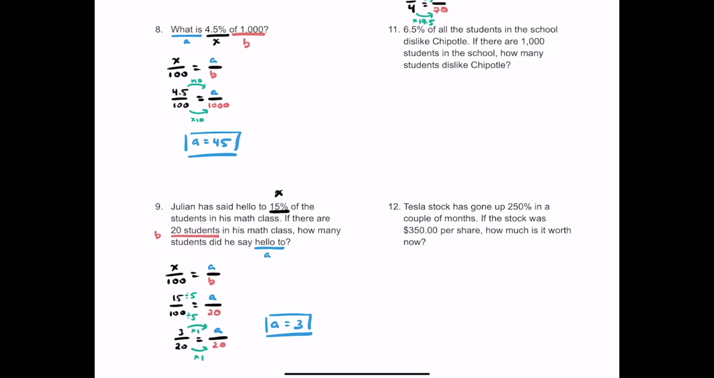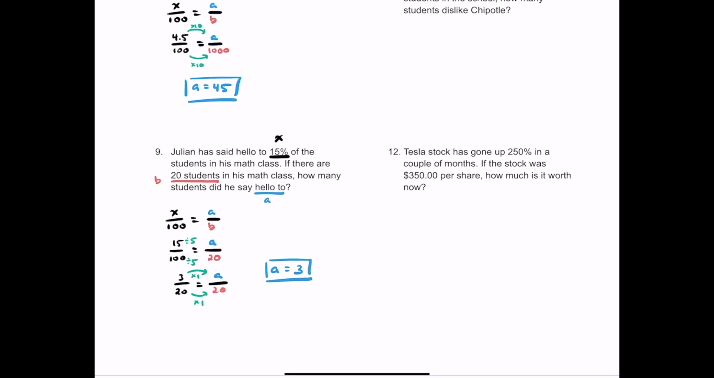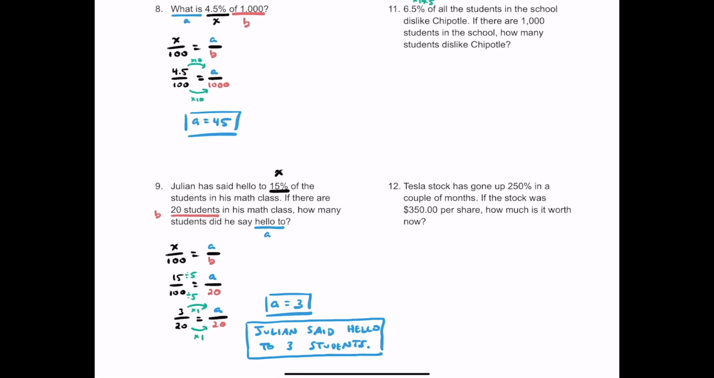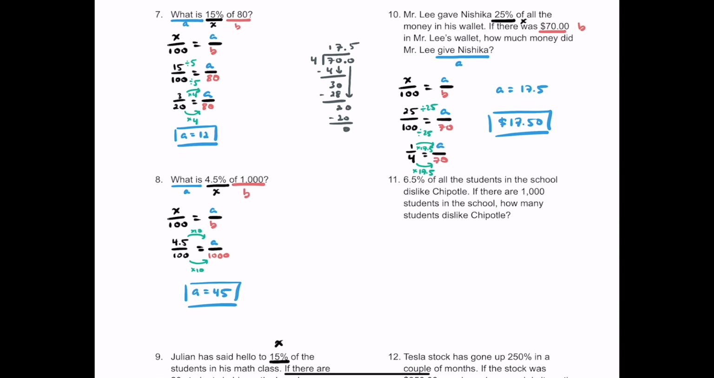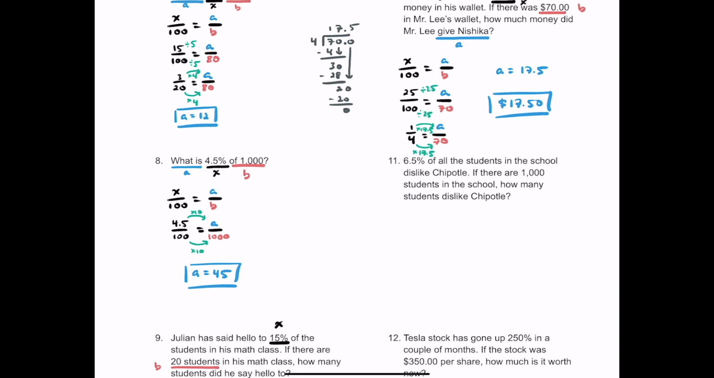Actually, did I do that in the last problem? Okay, actually I should say here, Julian said hello to 3 students so far. So again, if we have a word problem, I forgot to mention it's a little bit more appropriate to just give a sentence to it instead of just saying what the variable's equal to. It makes a little bit more sense. So with Nishika, that was $17.50. That's 25% of the $70.